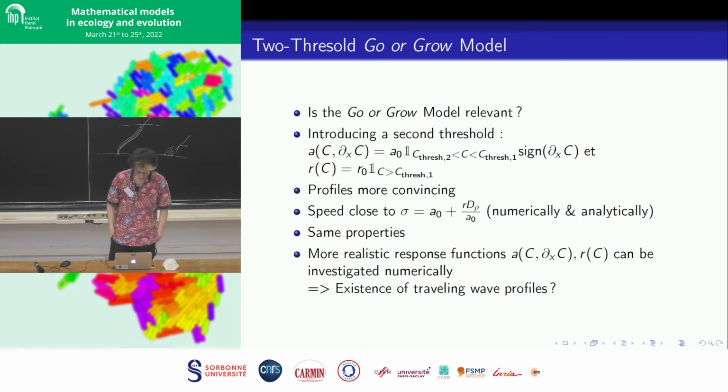Afterwards we can also investigate more complex models. That's what we did with the biophysicist team, but we do this numerically, so the analysis becomes much more involved. So the question I still want to deal with a little bit is: if we have more complex cellular response functions, do we have the existence of a traveling wave?